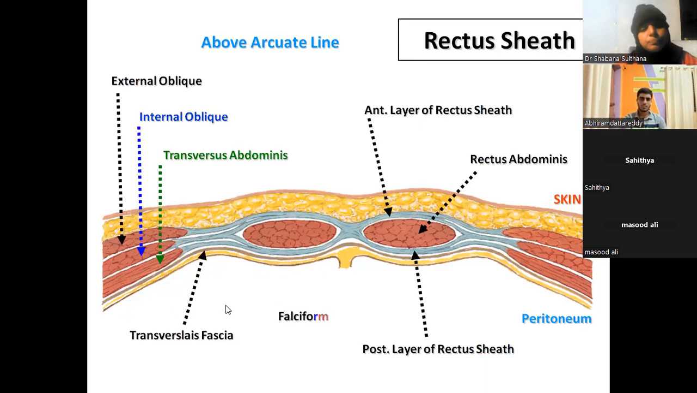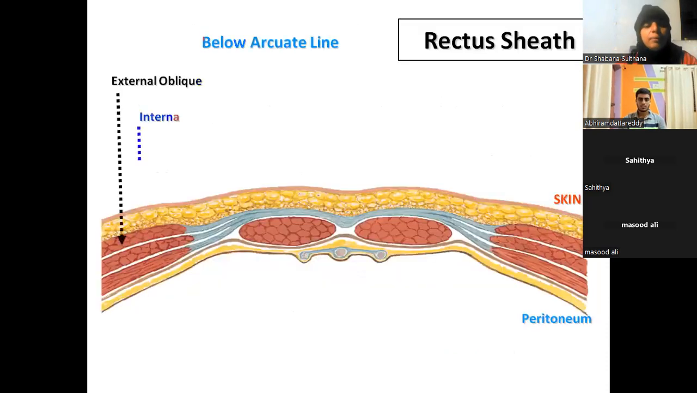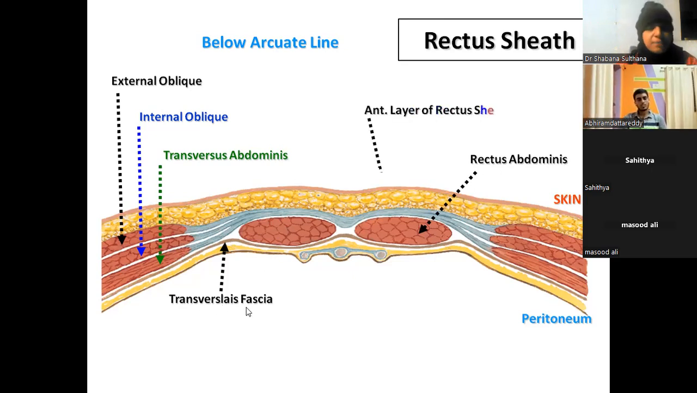And you see below the level of the arcuate line, all three muscles' aponeurotic sheath is coming in front only. So the anterior wall is formed by the aponeurosis of all three muscles: external oblique, internal oblique, and transversus abdominis. Posteriorly, the muscle is directly resting on the fascia transversalis, below the arcuate line. All the muscle fibers' aponeurosis has come in front, as you can see here, and posteriorly the muscle is directly resting on this fascia transversalis.